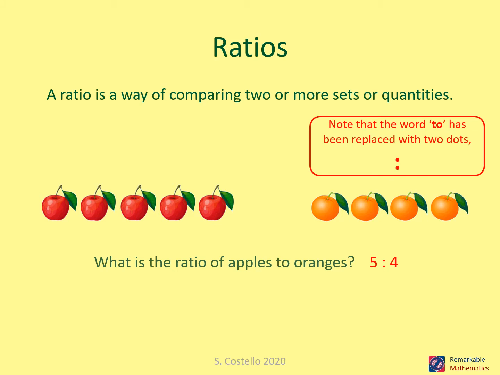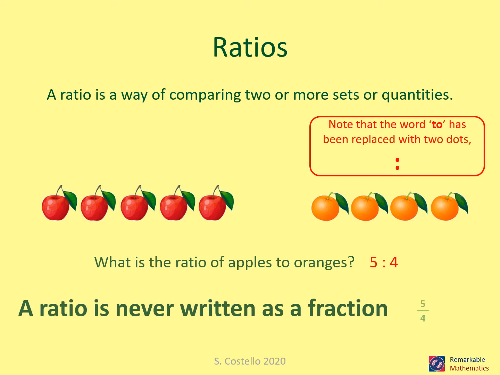Note the word "to" has been replaced with 2 dots. It's read as "to". So that, in red it says 5 to 4. A ratio is never written as a fraction. There are connections between ratios and fractions, but we can't interchange the notation for it. Never write a ratio as a fraction.